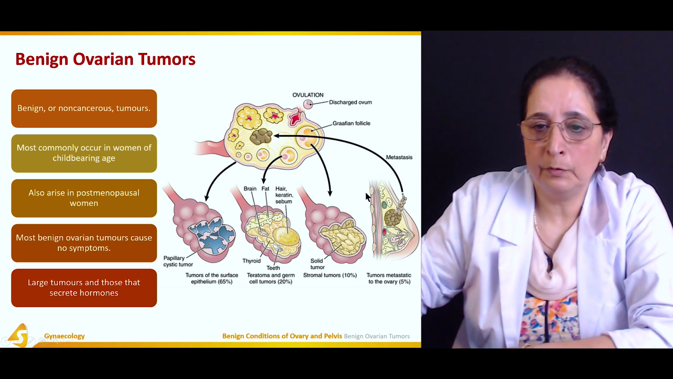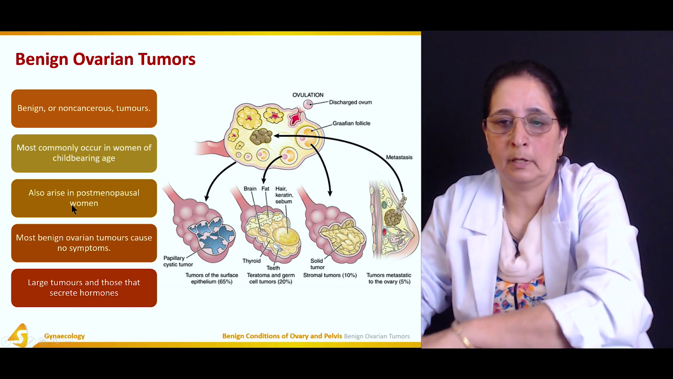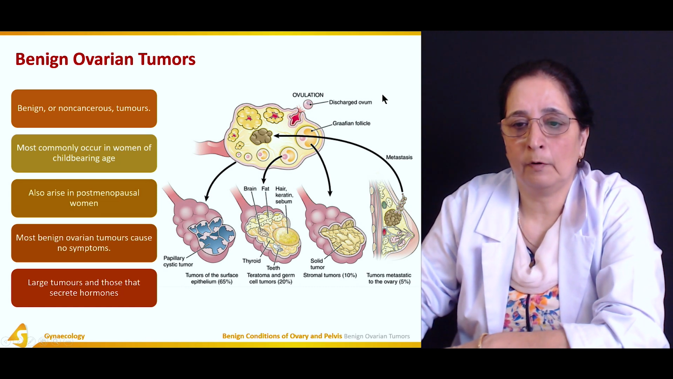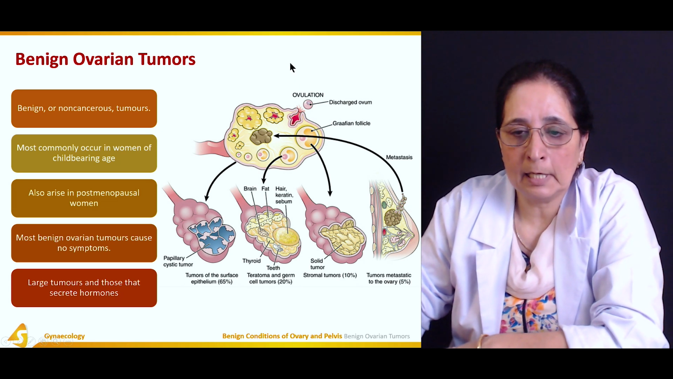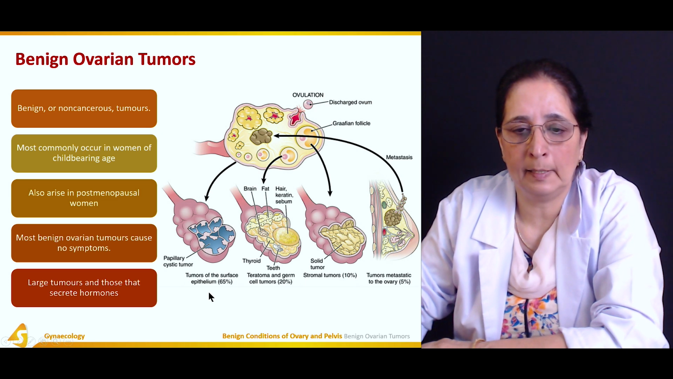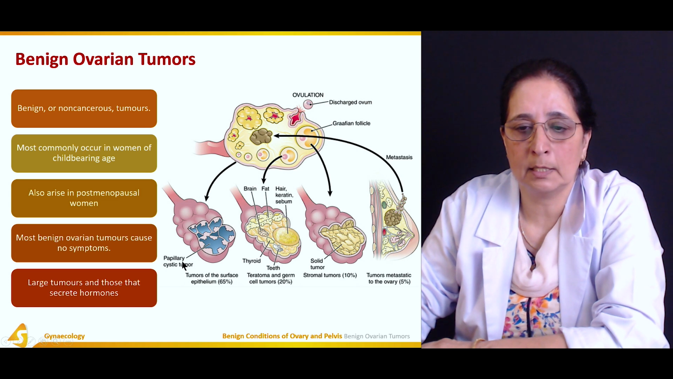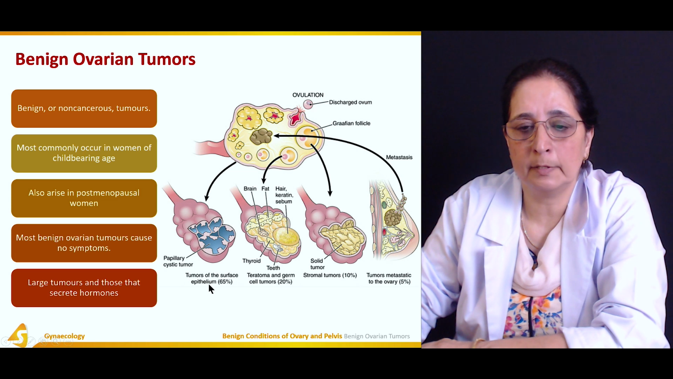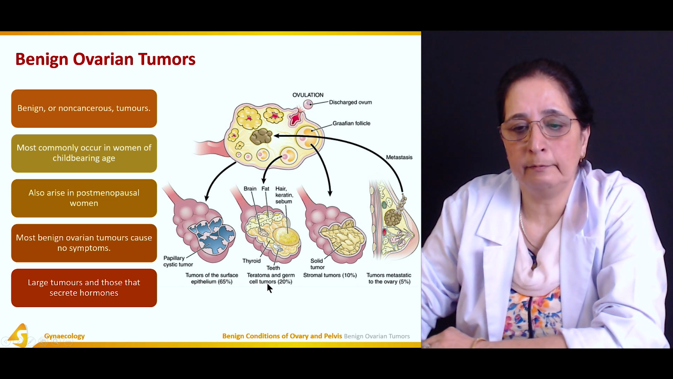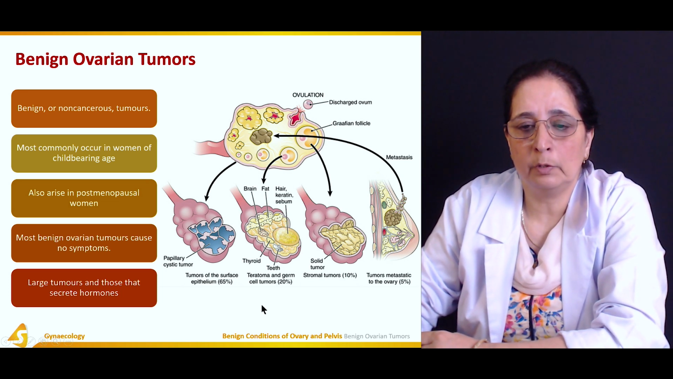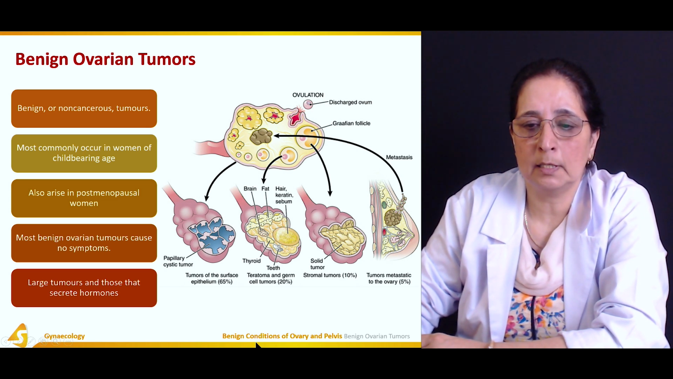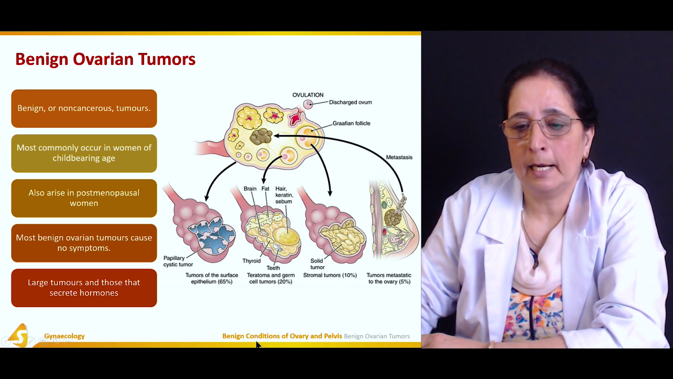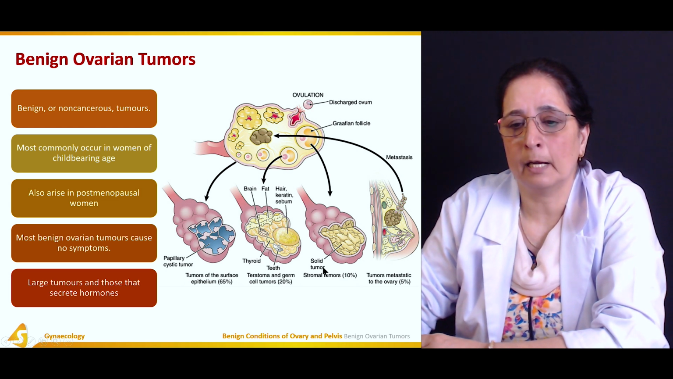Large tumors are those that usually secrete hormones. In this diagram, you see the ovary with ovulation and different follicles, the Graafian follicle, and then the release of the ovum, or ovulation. Then they show the different types of tumors. The papillary cystic tumor is a tumor of the surface epithelium, 65%. Then we have teratoma and germ cell tumor, 20%. In teratomas, we usually have tissues like hair, teeth, nails, and different types of tissues. Then there are solid stromal tumors, 10%, and tumors which have metastasized to the ovary, 5%.